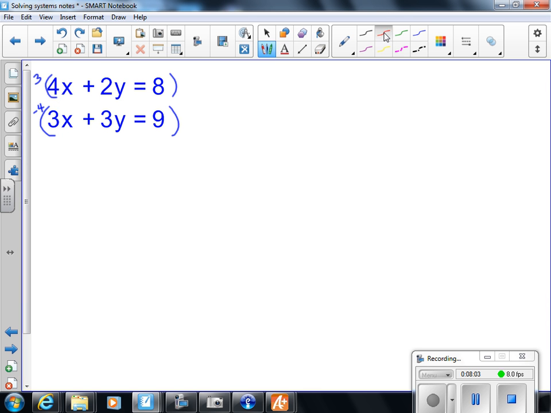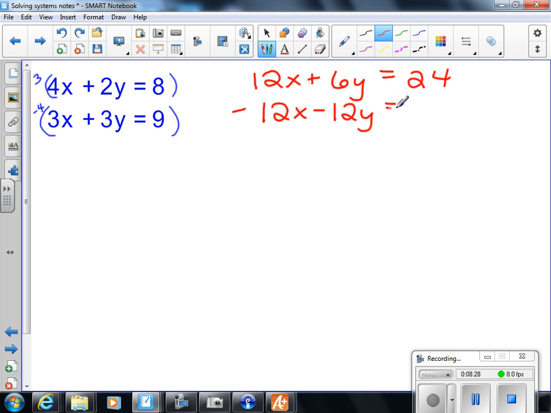Okay, now I have to do the math. 3 times 4x is 12x, plus 6y, good, equals 24. Okay, now remember on this one, I'm taking it all times a negative 4 because I wanted to have the opposite of a 12x, which would be a negative 12x. So you get negative 12x minus 12y equals negative 36.